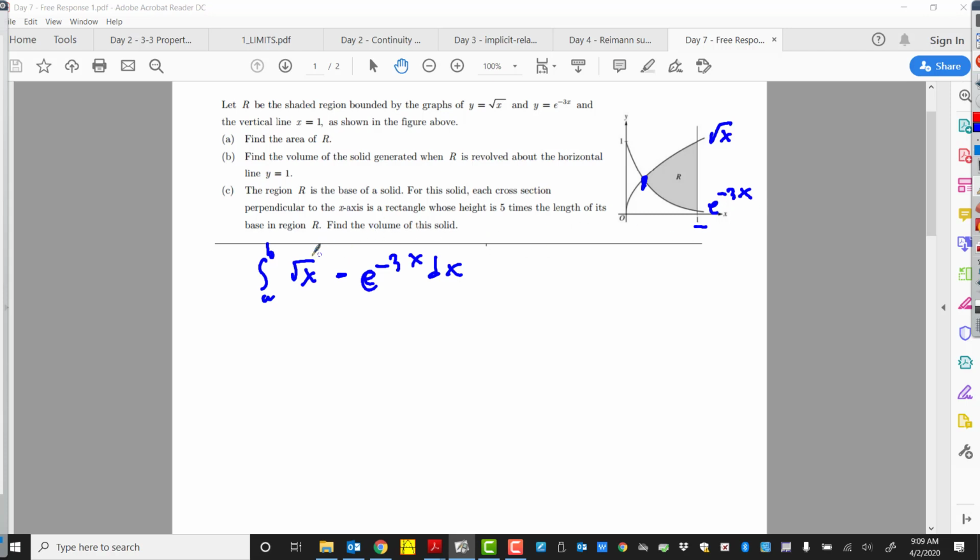We know b is 1. How are we going to find a? Well, a is where these two equal. So where the square root of x equals e to the negative 3x. Now, this problem is a calculator problem. You should have seen that whenever you looked at the assignment in its learning. This problem is calculator.